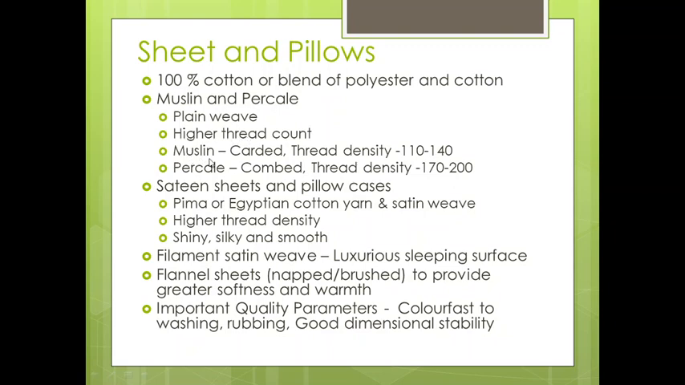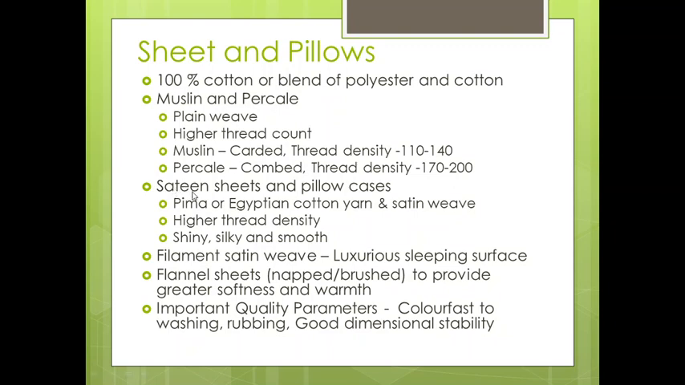And the difference between muslin and percale is that the yarn used for muslin is carded, and the thread density, meaning the threads per square inch in the fabric, would be around 110 to 140, while for percale, combed fine quality yarn is used, and the thread density is more in this percale fabric, which ranges from 170 to 200. So percale is better than muslin.